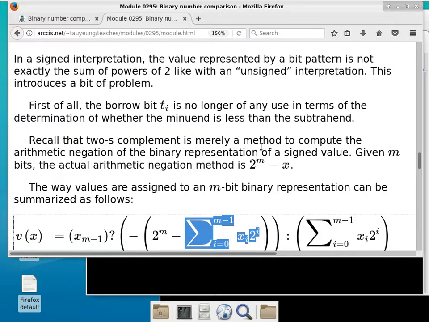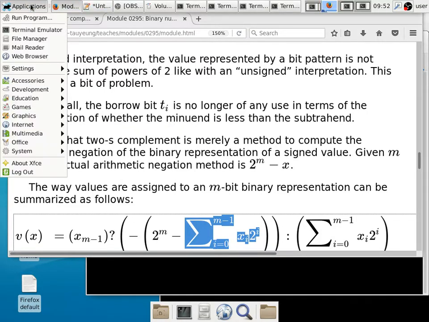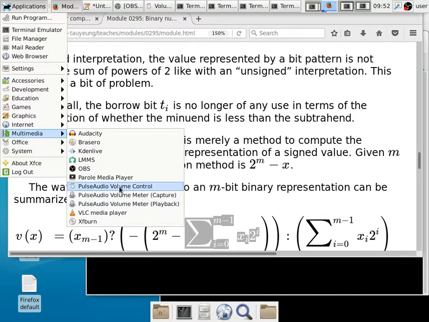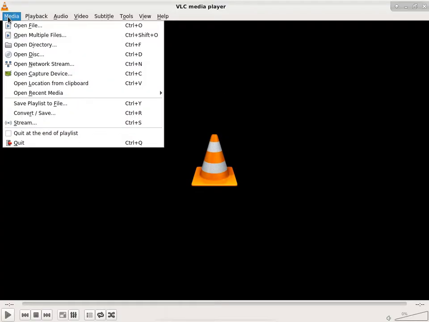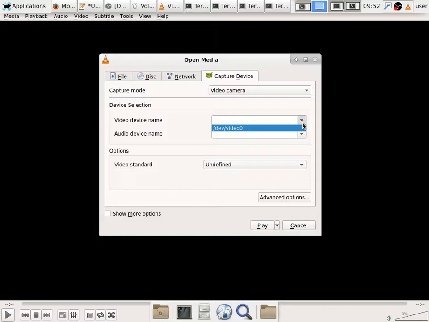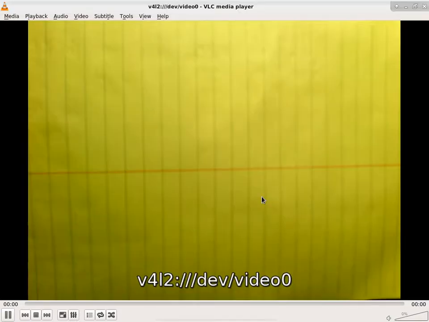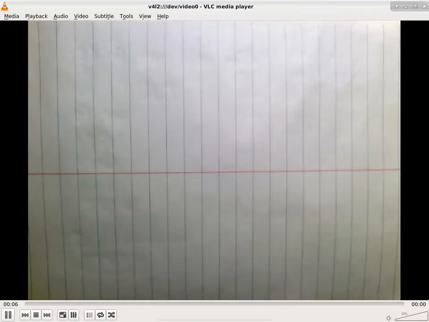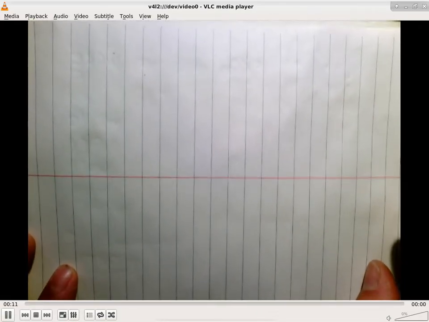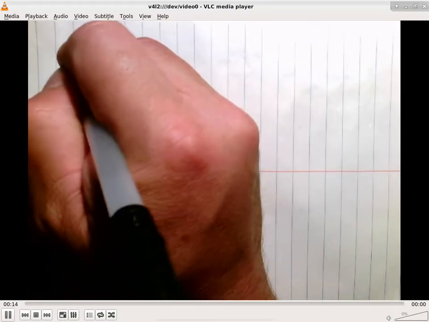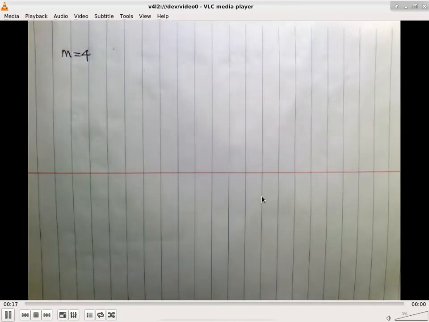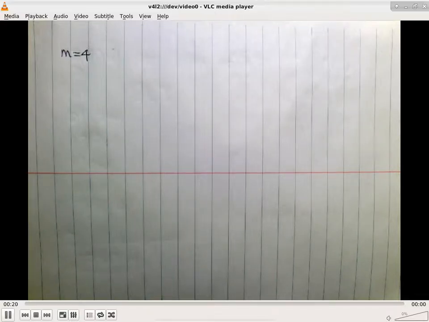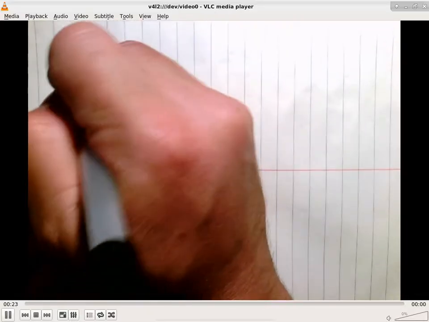Do you guys remember the number wheel from last time? Let's figure out whether this makes sense, whether we can make a connection between this and the stuff that we talked about last time. So I'm going to open up the document camera, and then we'll take a look at a particular example. Let's make some assumptions here. We'll say that m equals 4. In other words, we are limiting ourselves to 4-bit numbers.